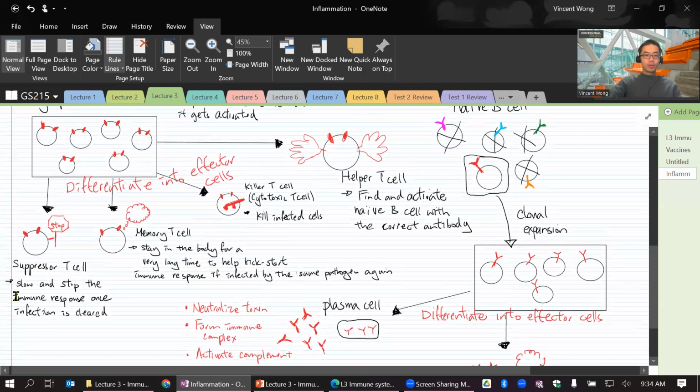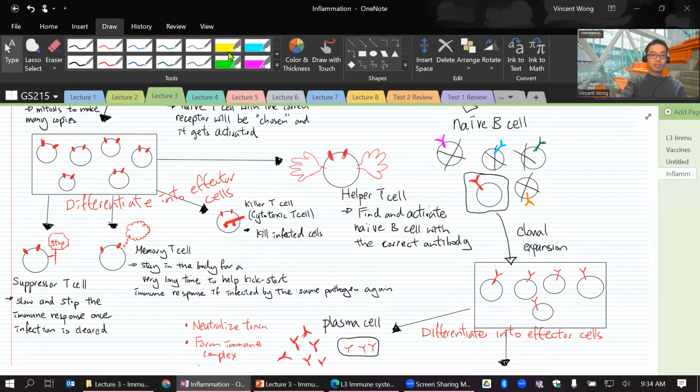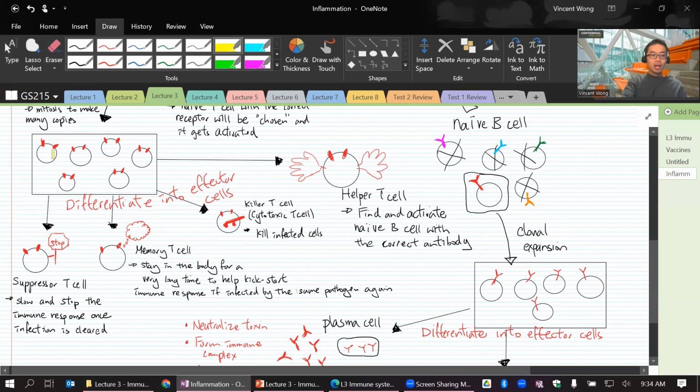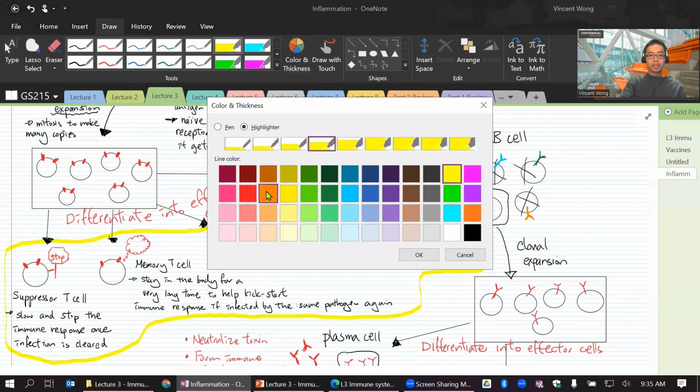Okay. So I know this diagram is already very busy, but I need to add 2 more things, just to finish up. If you have a highlighter, you can highlight all these things that are going on with the T cells. That has a name.